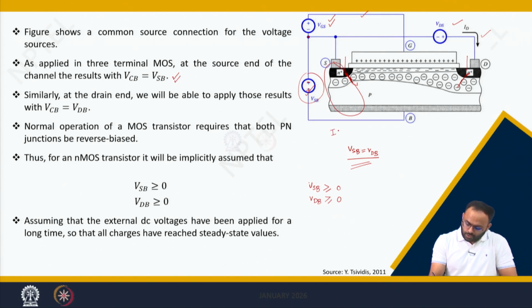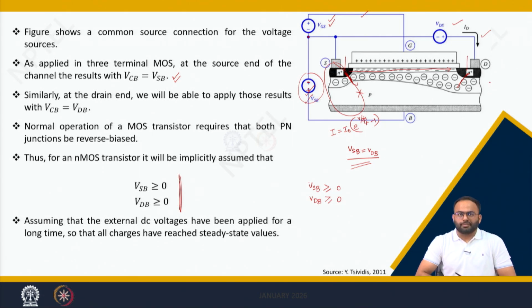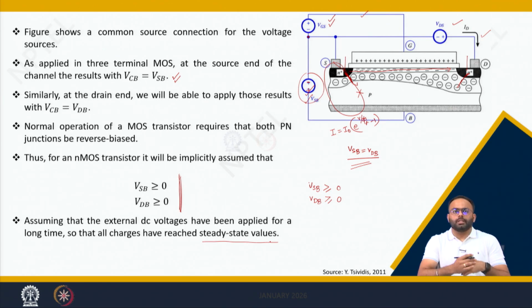because in forward bias we know the current can be given as I naught e to the power of V by phi t minus 1, and we are not actually bothering about this current. We are interested in how to control the current or the charge flow between source and drain. So we will assume always VSB and VDB are positive, such that these junctions will be reverse biased. We will also assume the steady state values. It means after applying a DC voltage, the charge is at rest. The charges have reached the steady state value.